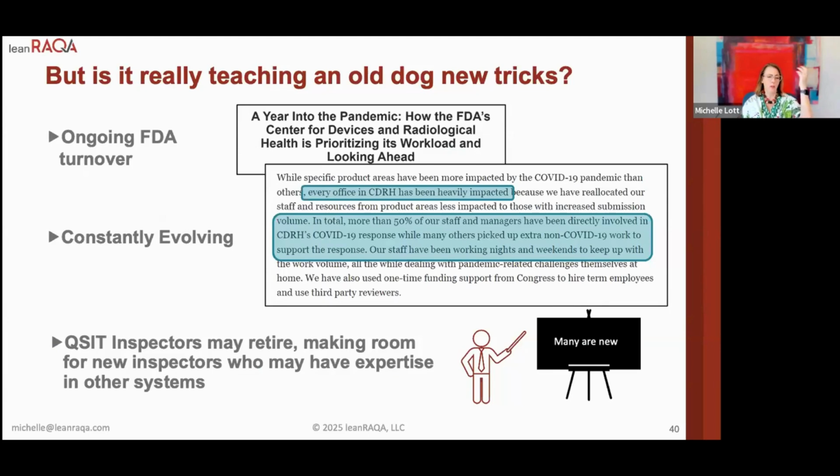So I also know several people on the inspection side that have been doing this 20 plus, 30 plus years, and they're all talking about retirement instead of learning this new, whatever the methodology is going to be. So this is really making room for new auditors or new inspectors that may have never even known what QSR really was.